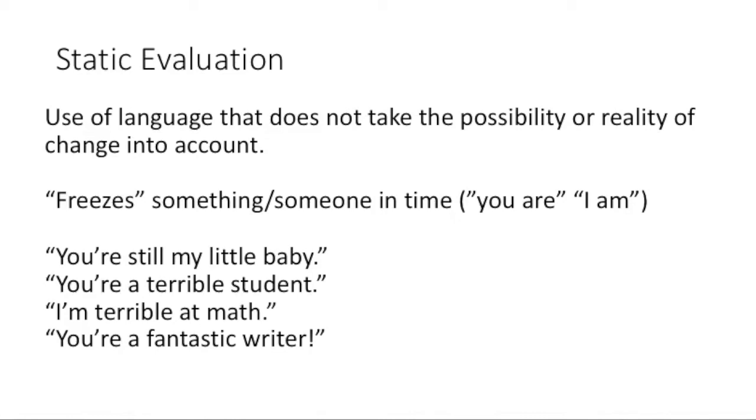But as well as things like, you're a terrible student, right? This implies that terrible student is what you are and eliminates the possibility that you could change or that you have changed. We can also do it to ourselves in that if you say something like, I'm terrible at math, you're excluding the possibility that you could improve. And it isn't just for negative things, right? A phrase like, you're a fantastic writer, that's also static evaluation.